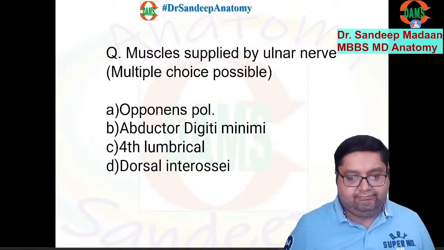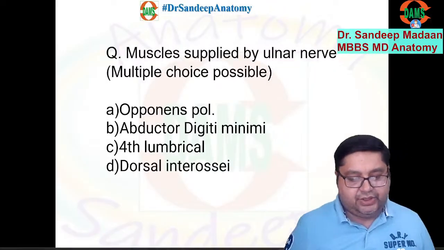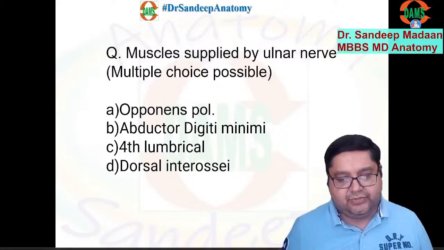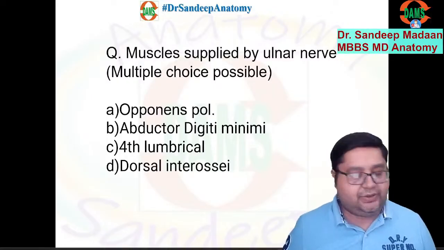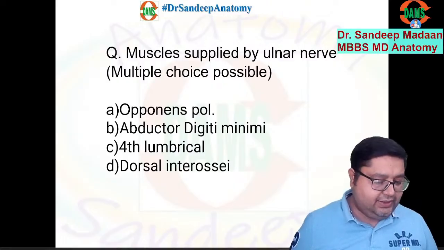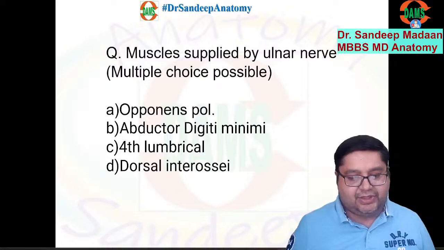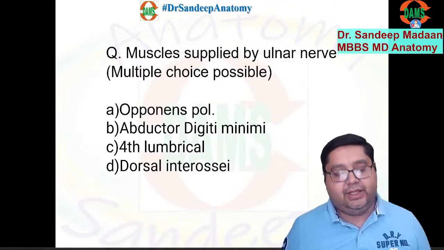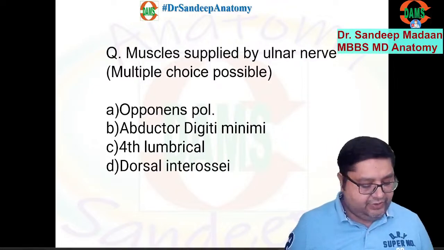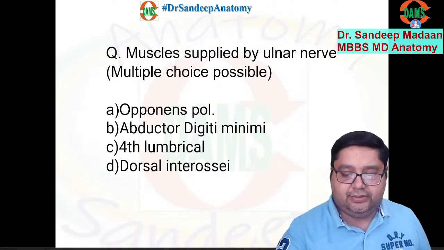Now, like we can see over here, the first question is about the muscle supplied by the ulnar nerve, and the student said that multiple choices were possible over here. Among these choices, what option will you mark that can be supplied by the ulnar nerve? We have only LOAF muscles in the palm, which will not be supplied by the ulnar nerve; that will be supplied by the median nerve.